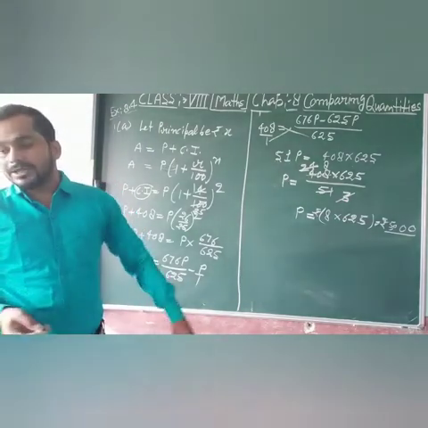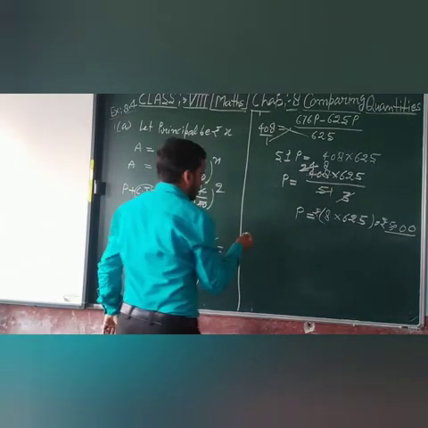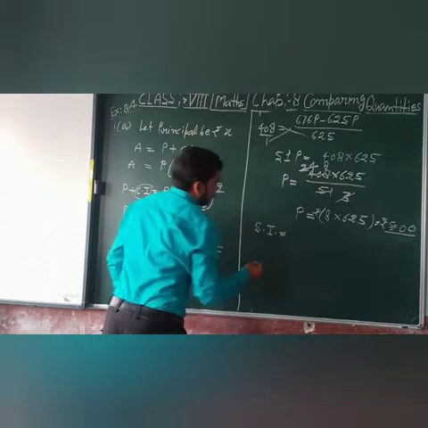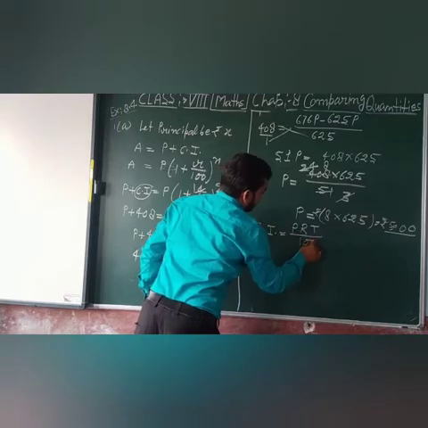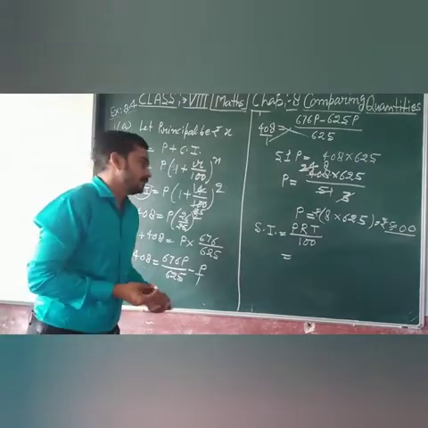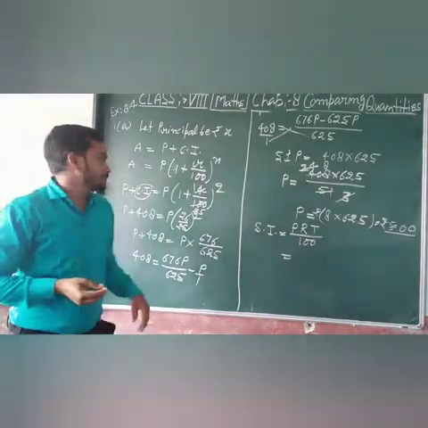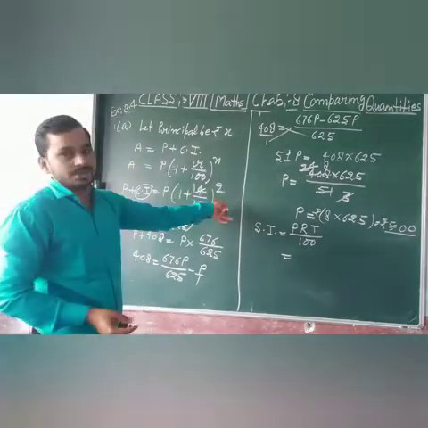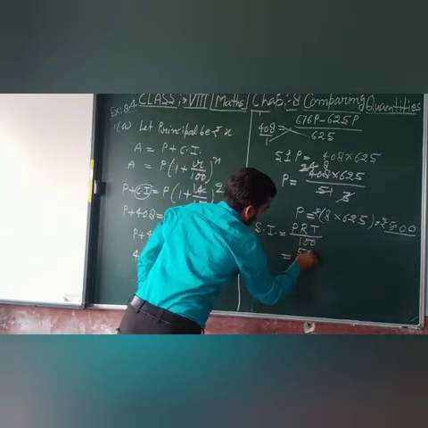So for the same sum at the same rate and the same time period, find out the SI, applying the formula for SI. Simple interest equals principal into rate into time divided by 100. Put in the values of principal, rate and time. In this condition we have the same rate and same time period, so the rate is 4% and time is 2 years. Principal we found is 5,000.